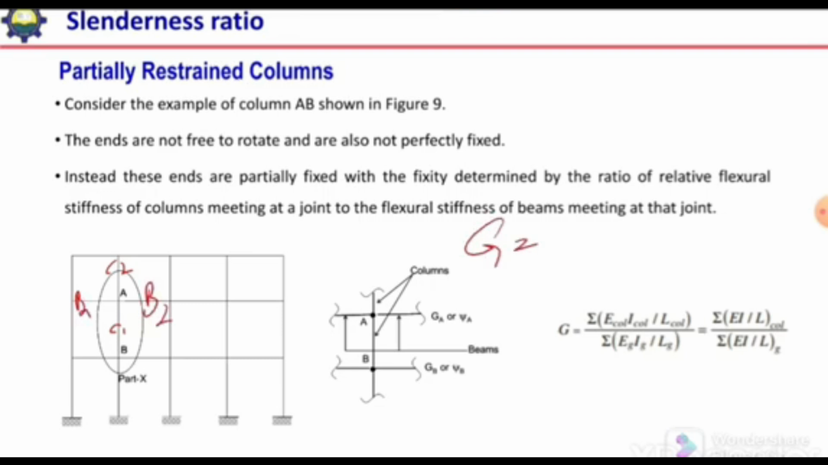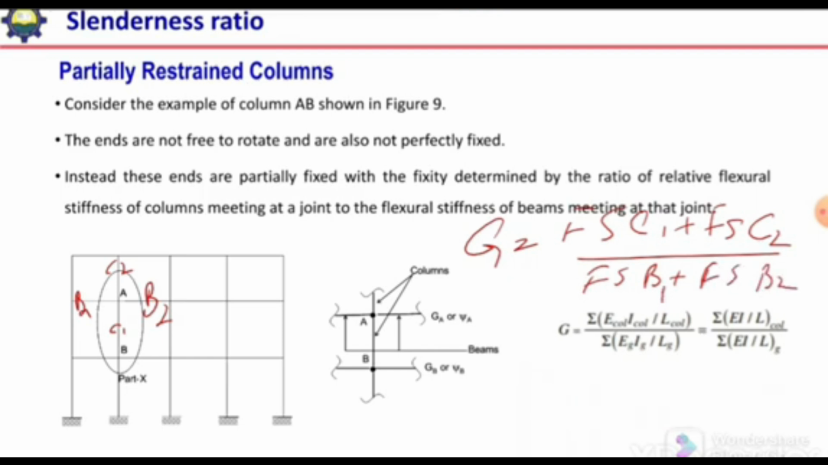So G will be equal to flexural stiffness of C1 plus flexural stiffness of C2 divided by flexural stiffness of B1 plus flexural stiffness of B2, and this flexural stiffness is equal to EI over L. So we need to find the EI over L value for all these beams and columns meeting at that point. So we can calculate this G value at point A and at point B. Once we have these G values, then we can easily find the K value from those alignment charts.